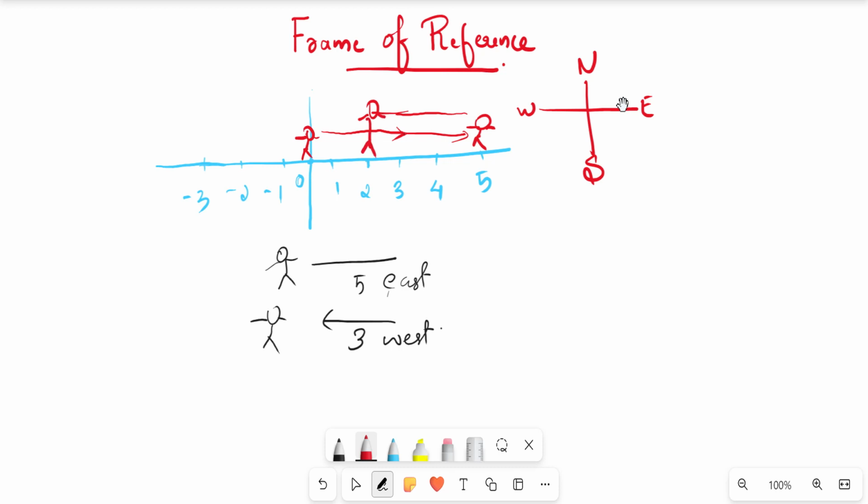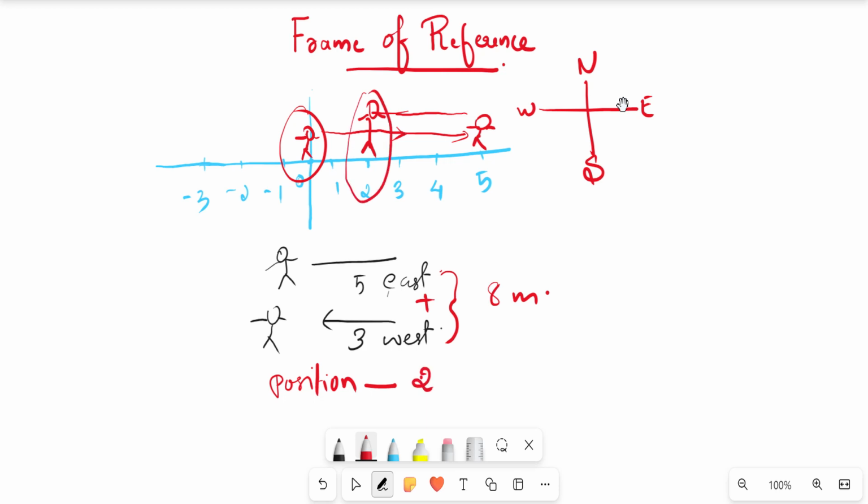Now you yourself say what is the path covered and what is the position change. The path covered is the total distance traveled; you add both and it is 8 meters, right? But what is the position change here? Initially he is at 0 and finally at 2, so the position change is 2. This is the displacement. Position change is nothing but displacement, and here 8 meters is the distance.